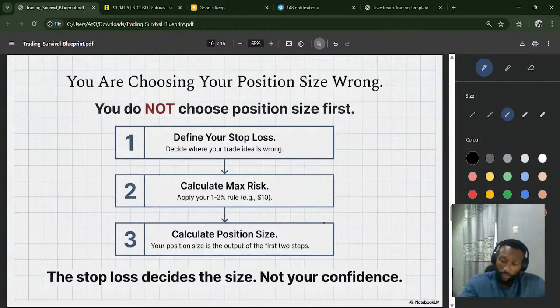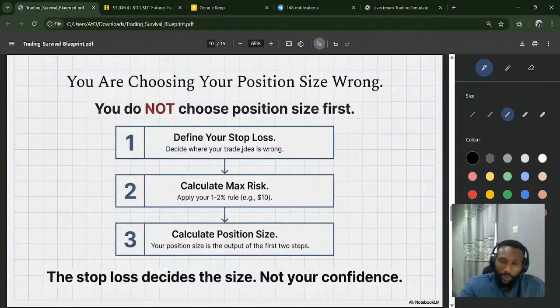In trading, what most people get wrong is that you do not choose your position sizing first. You choose your stop loss first. From our illustrated diagram here, you are choosing your position size wrong. The first thing you do is define your stop loss. Define where your trade idea is wrong. Decide where your trade idea is wrong.